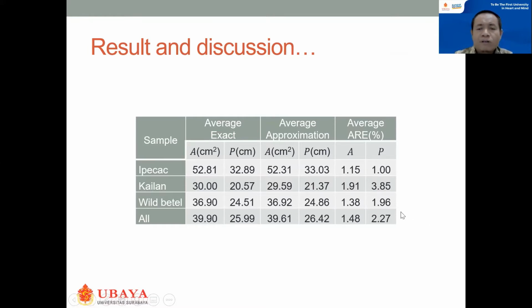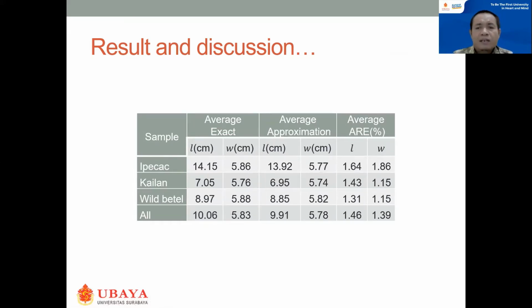For area and perimeter, the same thing also holds for length and width. This is the average of exact length and the average of exact width. This is the average of approximation length and approximation of width.